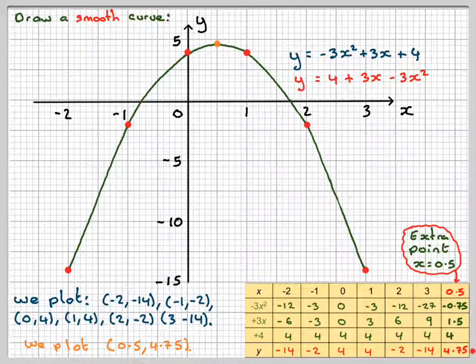Okay, so it's been a video to show you how to draw a quadratic. Just one more extra point, because it's minus 3x squared, it goes this way. If it was plus 3x squared, then the curve will go that way. Okay, so this has been a video to show you how to draw a quadratic.